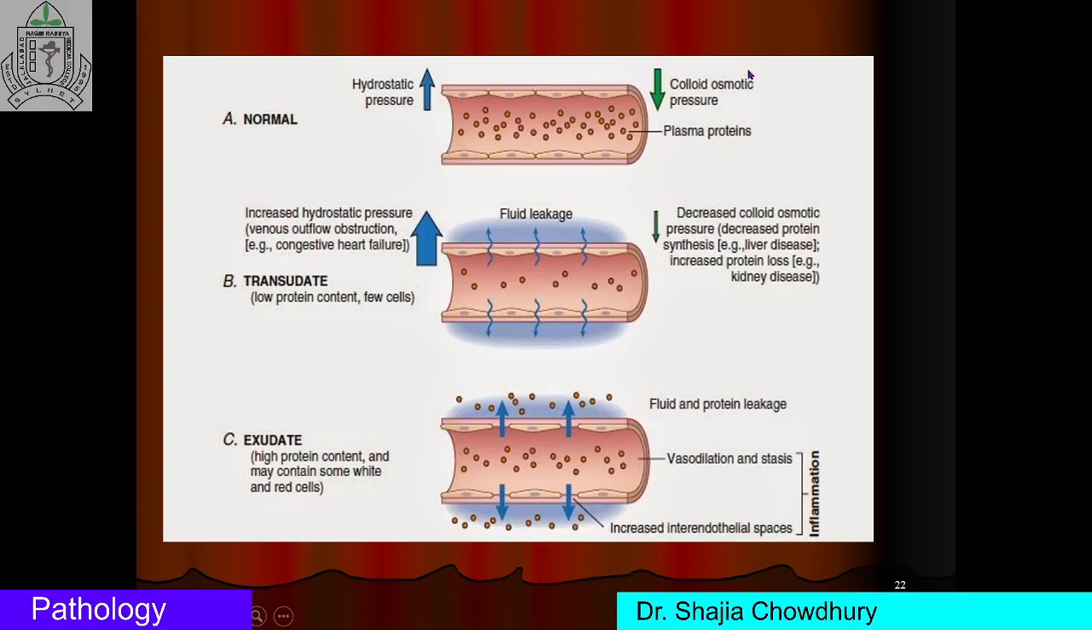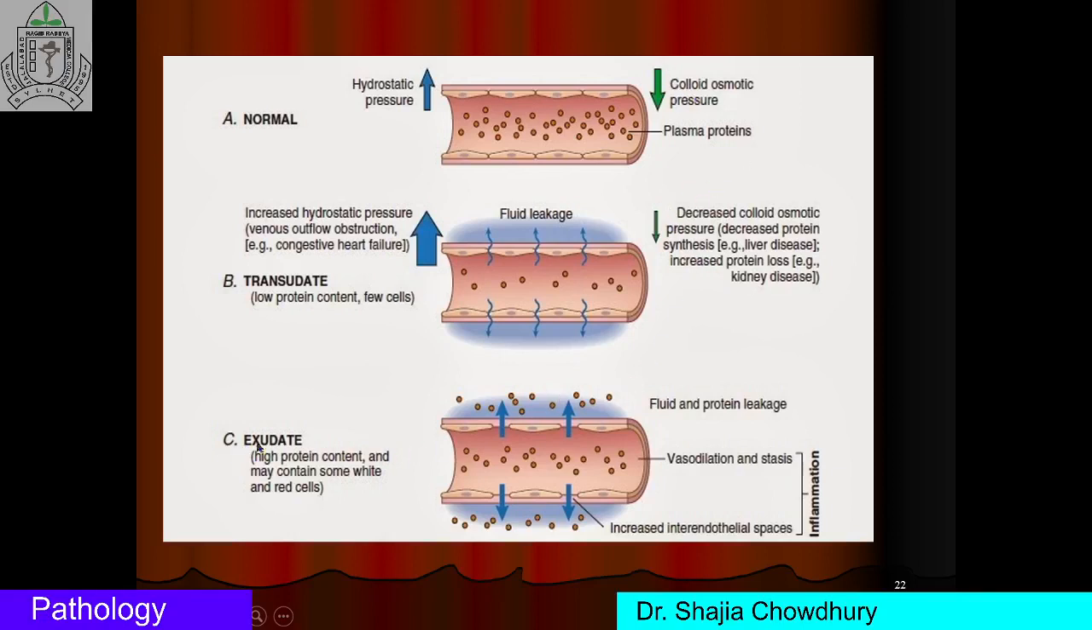Or decreased colloid osmotic pressure due to decreased protein synthesis, that is liver disease, or increased protein loss, that is kidney disease, nephrotic syndrome. These are the mechanisms of transudate or transudation: increased hydrostatic pressure and decreased colloid osmotic pressure. Hydrostatic pressure is from inside to outside and colloid osmotic pressure from outside to inside.